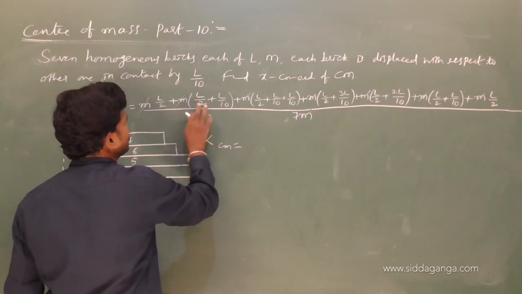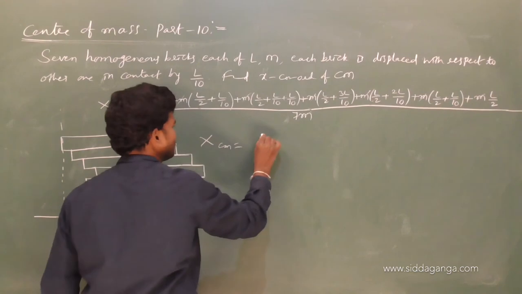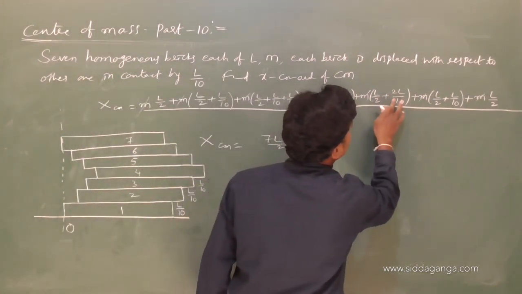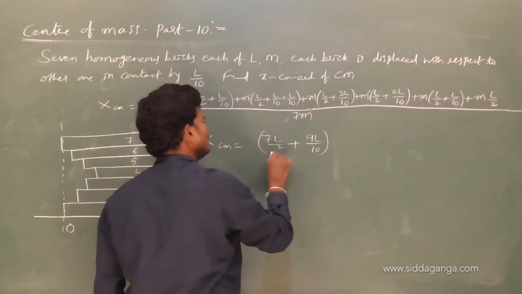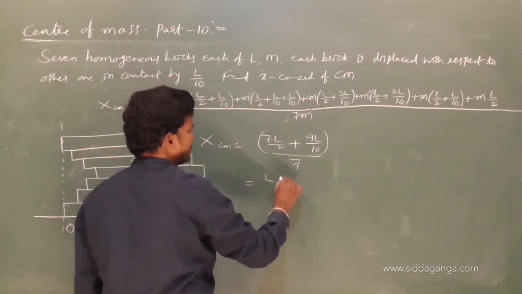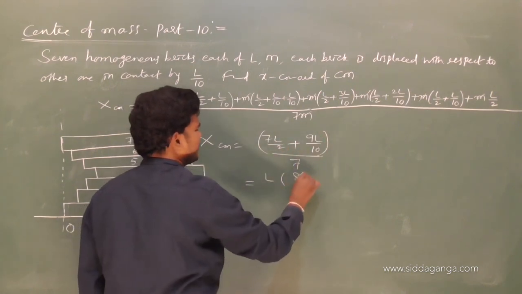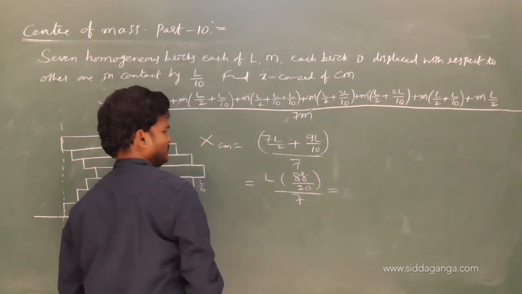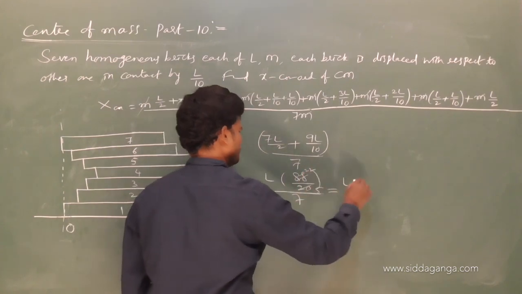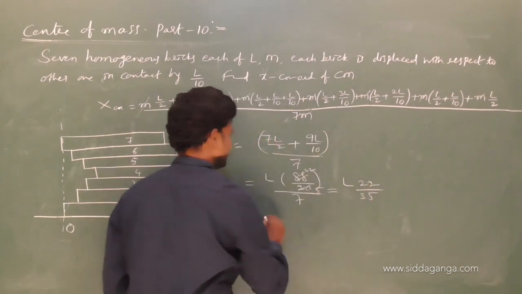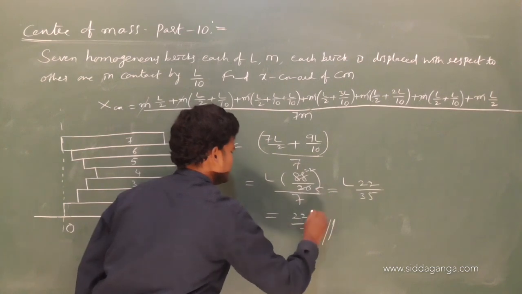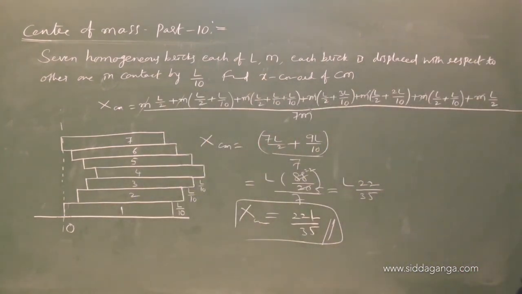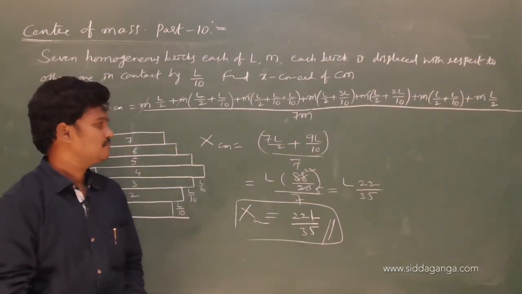XCM: 1L by 2, 2L by 2, 3L by 2, 4L by 2, 5L by 2, 6L by 2, 7L by 2. Check it once. 7L by 2. Now counting L by 10: 1, 2, 3, 6, 7, 8, 9L by 10, divided by 7. So take L outside, and this can be written as 88 by 20 by 7. L. 4 5s are 20, 4 22s are 22, 7 5s are 35. Check the calculations. 22 L by 35. Verify this calculation once. 22 L by 35. Okay, see slowly the levels are changing. 22 L by 35.